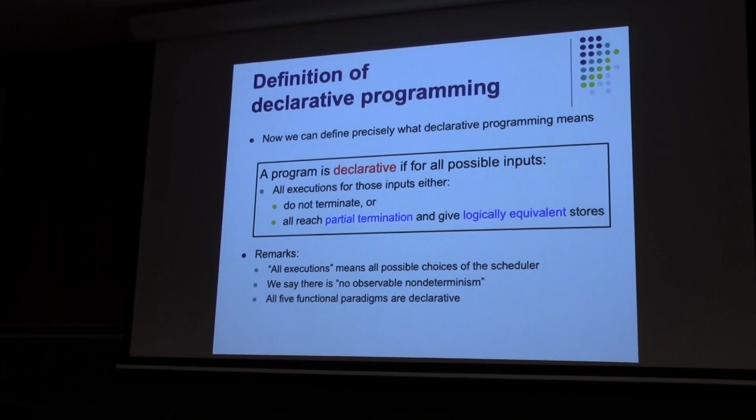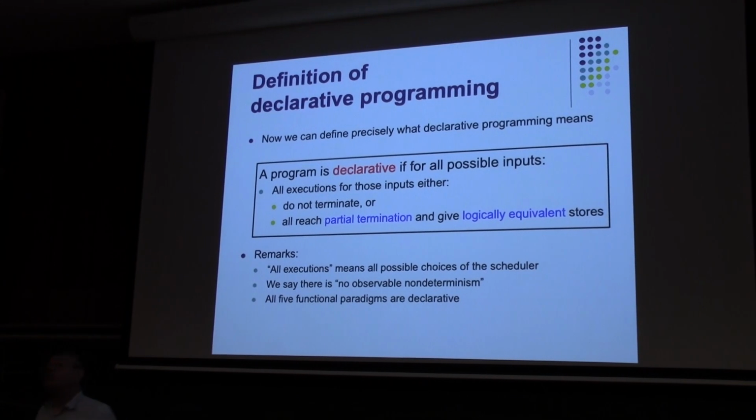So if I give you a program, the program is declarative if for all possible inputs, all executions for those inputs will either not terminate, so they all go into infinite loops, or all of them reach partial termination, and they give logically equivalent stores.